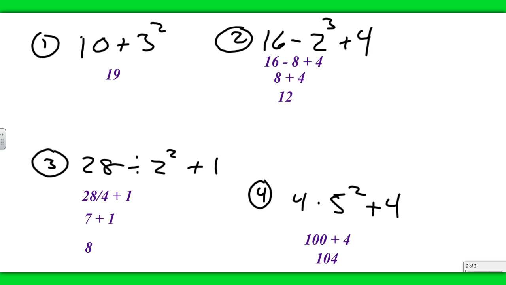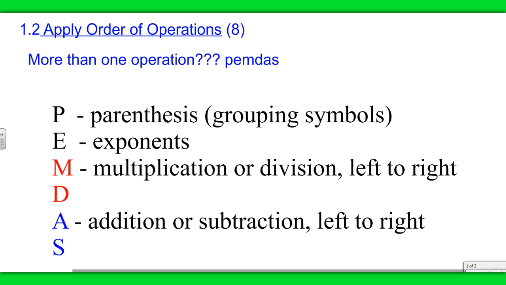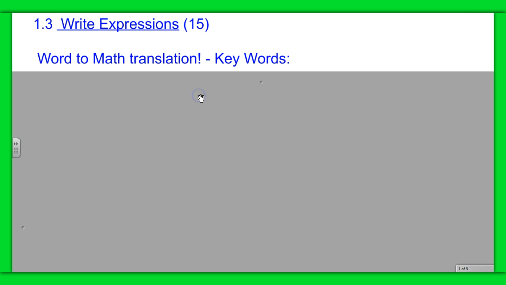So that's our quick section 1.2 order of operations, and we're now going to turn to section 1.3. In 1.3, we are writing expressions, which we have done over and over again in the past few years. So writing expressions for some verbal sentence. So we take words and translate them to math.